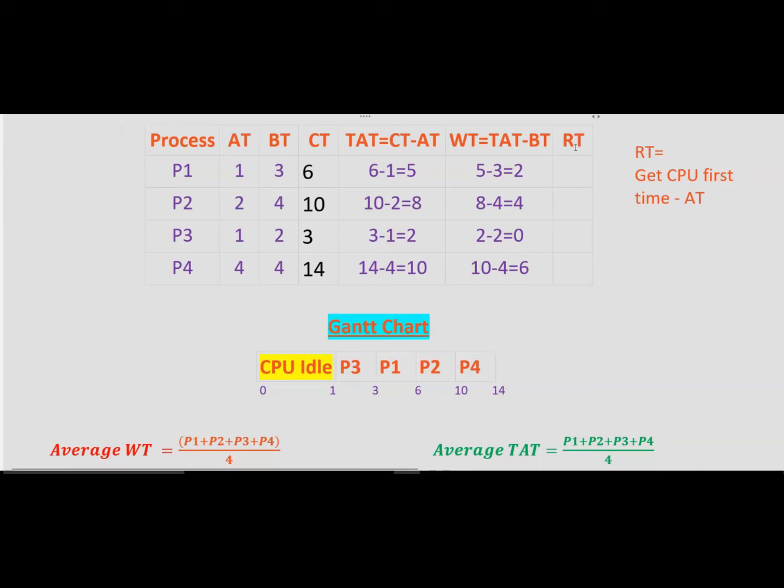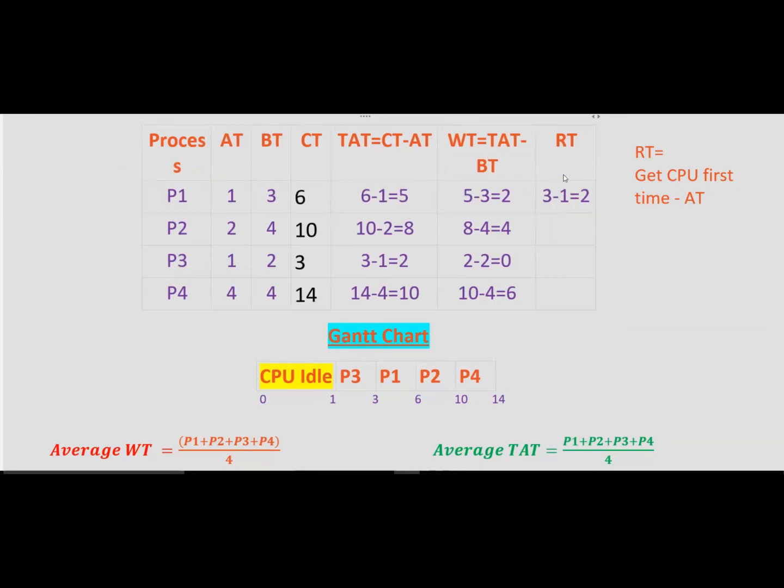If I'm talking about the P1 process, when it actually got the CPU, we can see from the Gantt chart. P1 got the CPU at time interval 3, and 3 minus the arrival time of P3, that is equal to 1. So 3 minus 1 is equal to 2. I hope you got this response time.